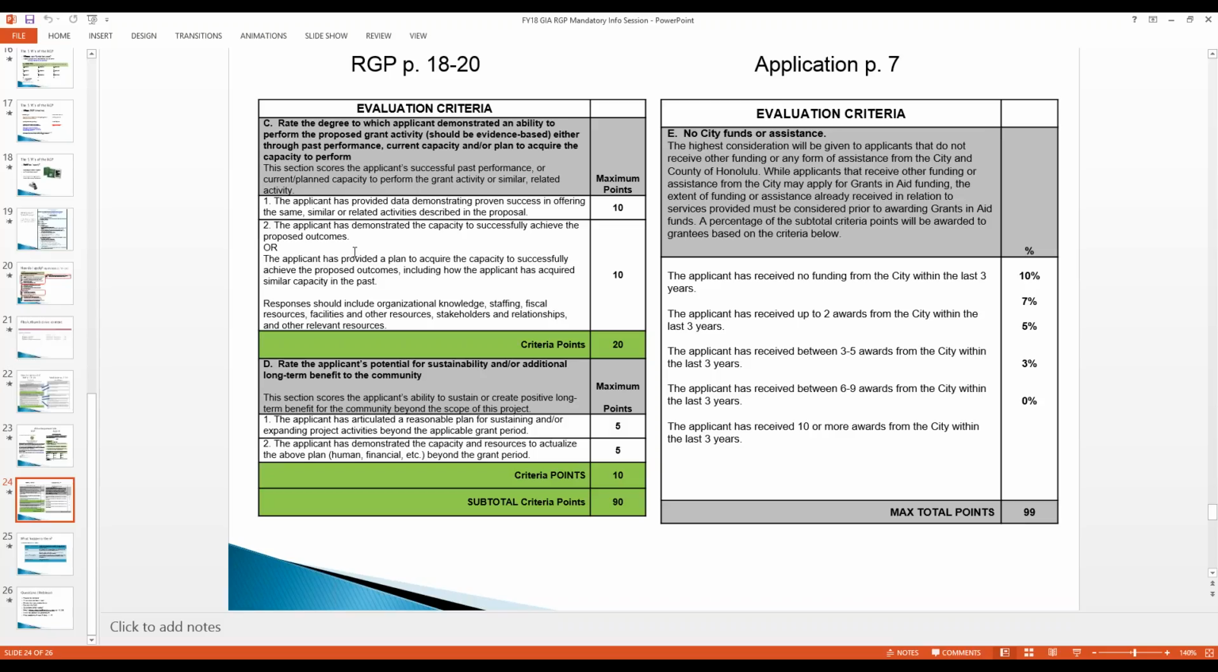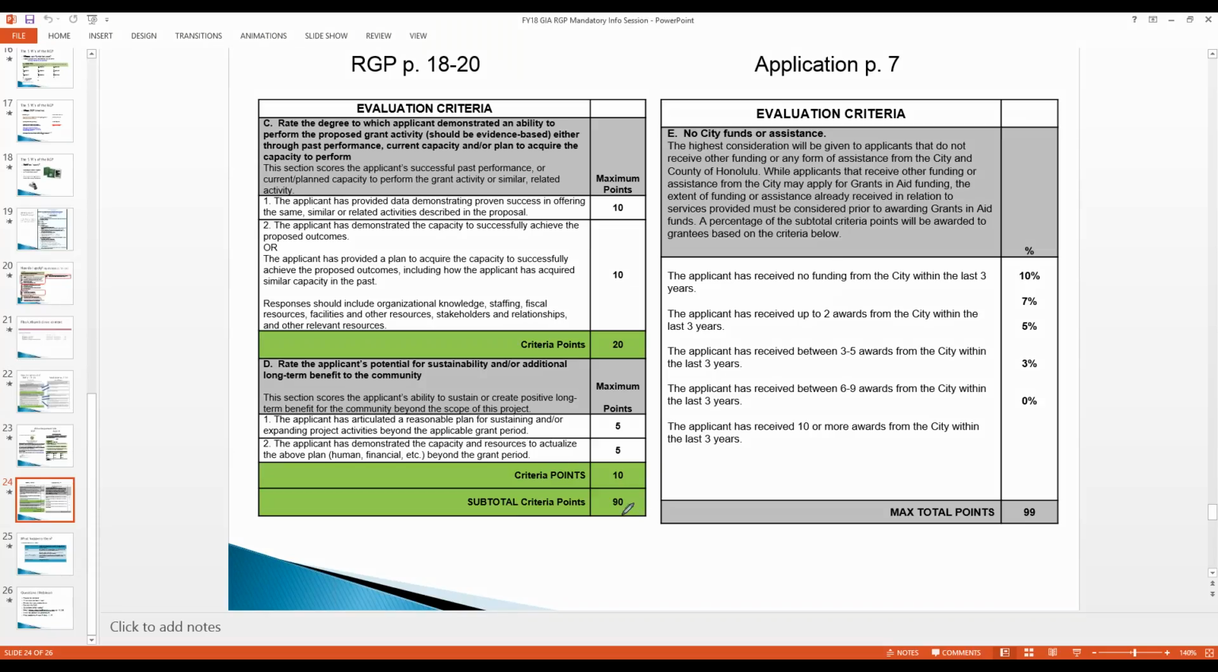There are 4 criteria point sections, A, B, C, and D. For each question within the criteria, you can get up to a maximum number of points. Each section, A, B, C, and D, has a subtotal of the points. As you can see here, section C can get you up to 20 points. And the subtotal of A, B, C, D will get you the subtotal criteria points here, 90. Maximum 90 points you can get for answering sections A, B, C, D.